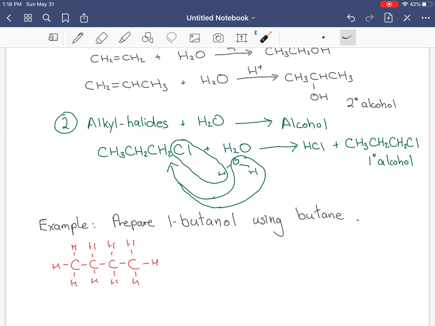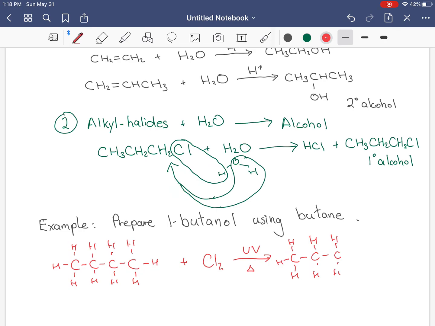We can react an alkane with a halogen, like Cl2. It doesn't matter. You can use I2, F2, Br2. And under the influence of UV and heat, we've seen before, you're going to get this.